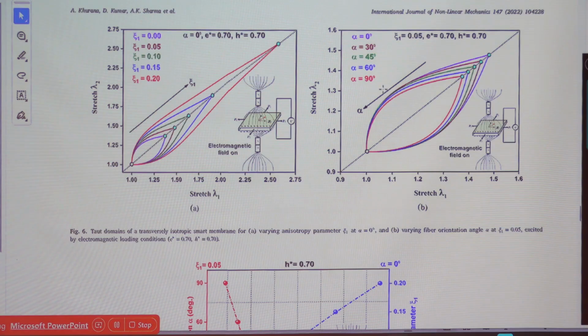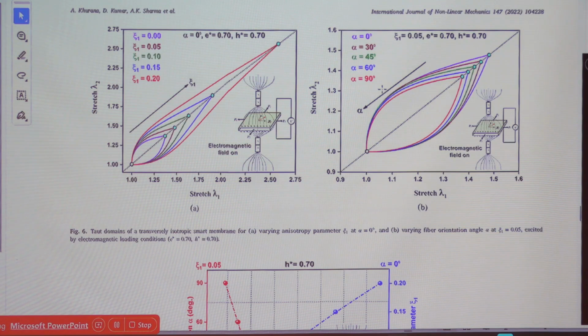Similarly, we have done it for the orientation. We changed the fiber orientation through 0, 30, 45, 60, up to 90. So you can see how it governs your tau domain region. Tau domain, you understand what the tau domain is? It is the in-plane principal stretches. It is the graph representing the in-plane principal stretches.